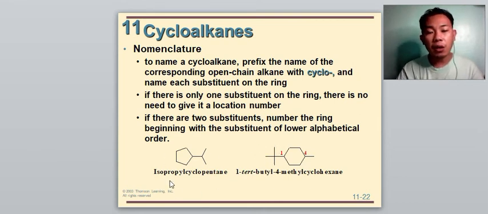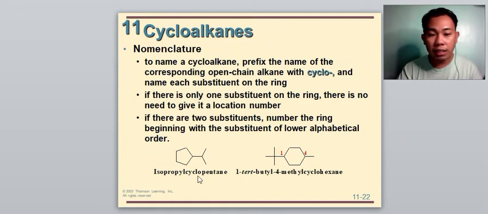So let's focus our attention first on letter A, which is isopropylcyclopentane. If we count the carbons of this structure, let's try to count: 1, 2, 3, 4, 5, 6, 7, 8. It has 8 carbons with 16 hydrogens attached. Because there is only one substituent, there is no need to number the atoms of the ring. Thus, the IUPAC name of this cycloalkane is isopropylcyclopentane.